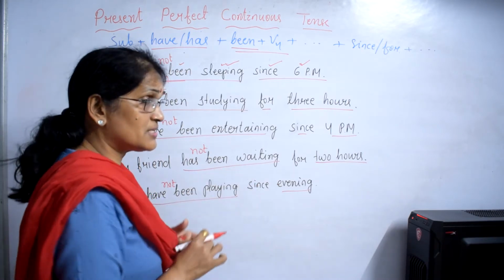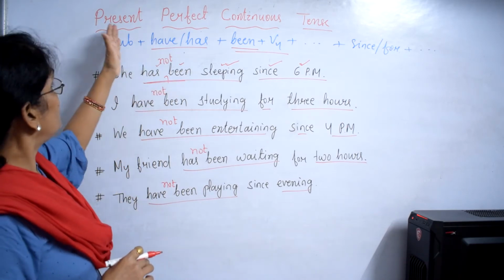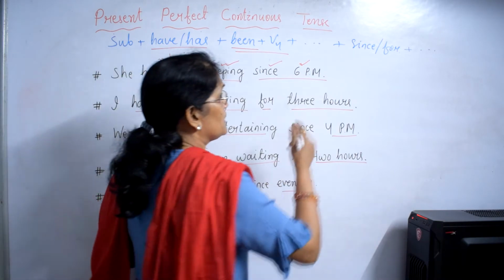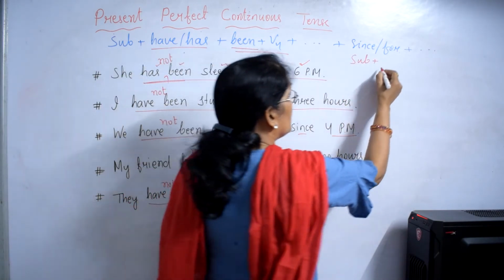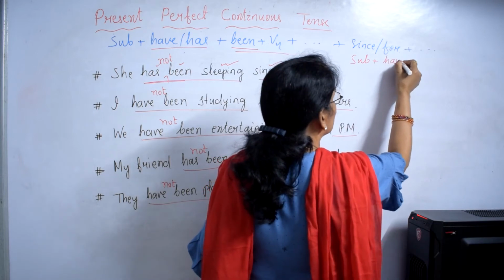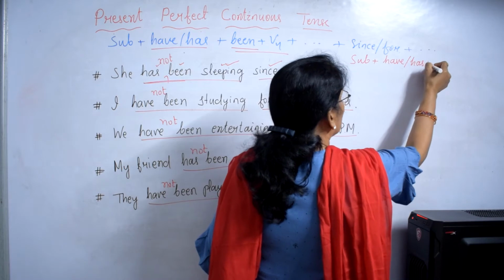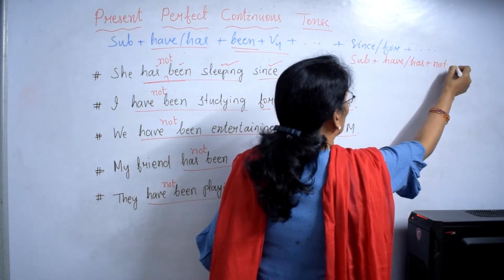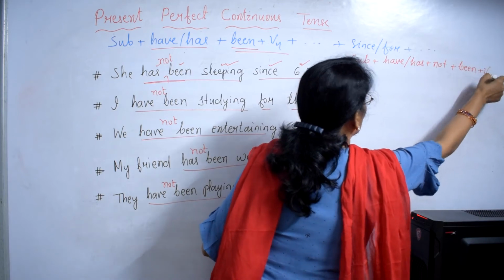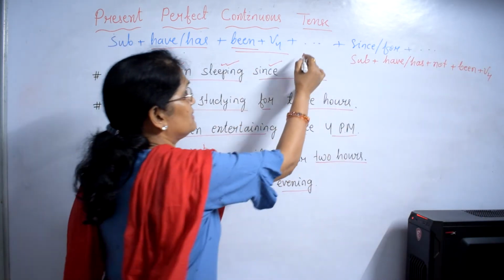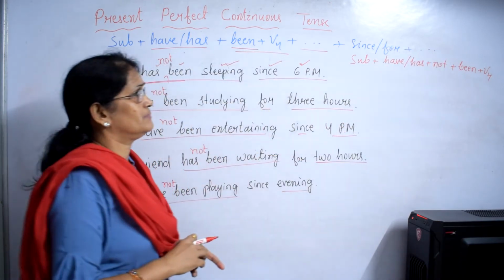So what is the construction? What is the structure of negative present perfect continuous? Subject plus have or has, right? Have or has, then not, plus been plus verb ing. Then we use any other, suppose any noun or adverb, since or for, time, right?